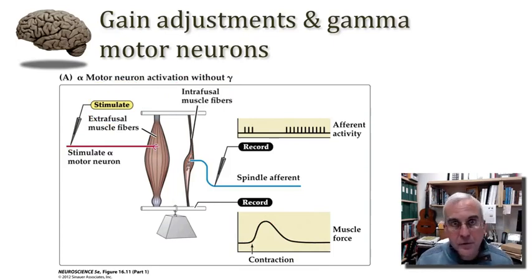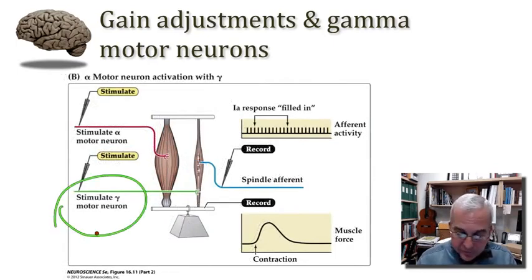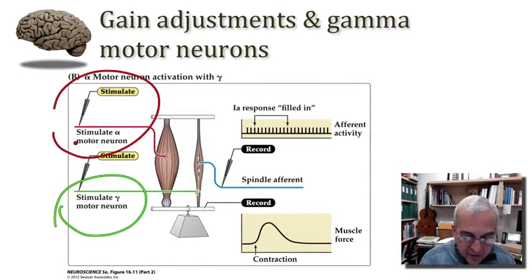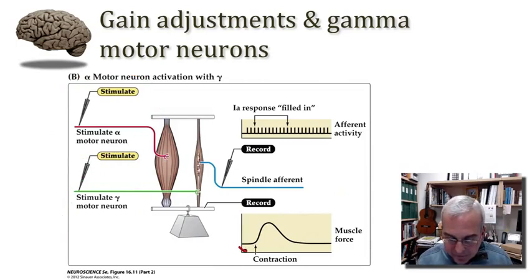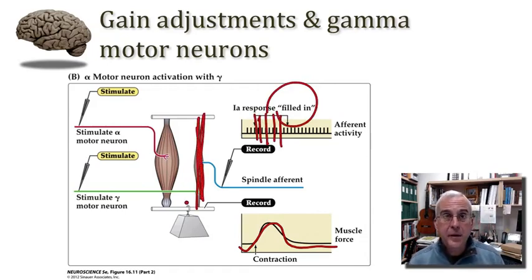Now let's imagine that we repeat this experiment, only now, while we stimulate the alpha motor neuron, we also stimulate the gamma motor neuron. So here's the stimulation of the alpha motor neuron and concurrent stimulation of the gamma. So notice what's happening here. As this muscle is contracting and getting shorter, the activity recorded from this spindle afferent is filled in. And so this muscle spindle can remain sensitive to the dynamic aspects of length change, even while that overall muscle length is getting shorter.